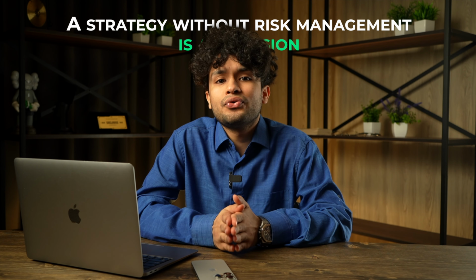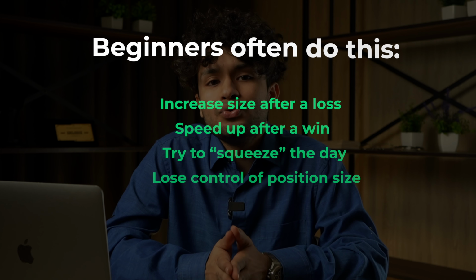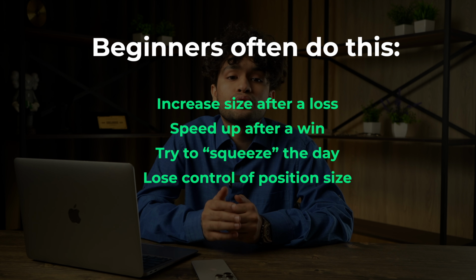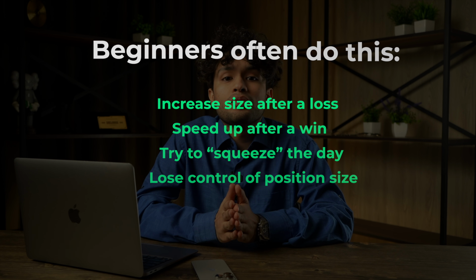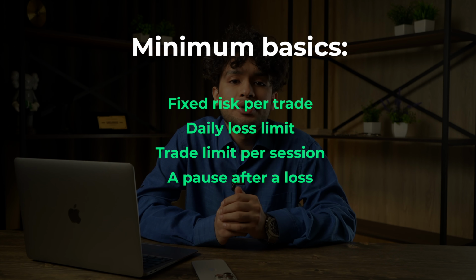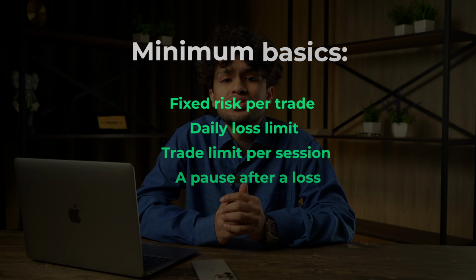Number 4. A strategy without risk management is an illusion. You can have 60-70% accuracy and still blow your account if you don't have risk rules. Because beginners often do this: increase size after a loss, speed up after a win, try to squeeze the day. Lost control of a position size. Risk management isn't limiting profit, it's a stabilizer that stops emotion from destroying your system. Minimum basic: fixed risk per trade, daily loss limit, trade limit per session. A pause after a loss is boring, and that's exactly why it works.